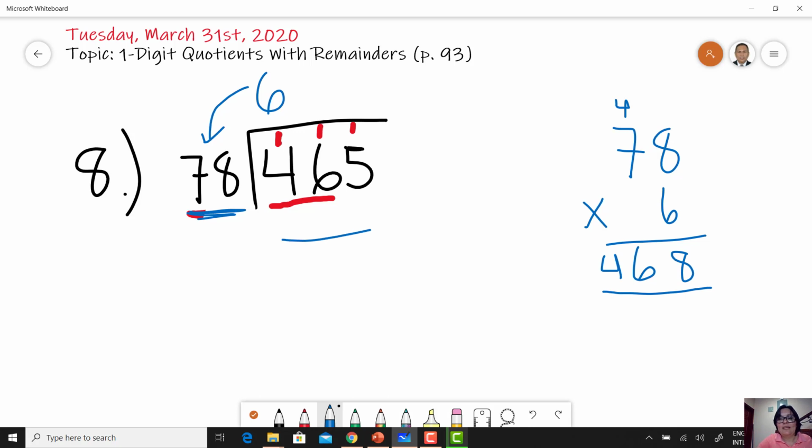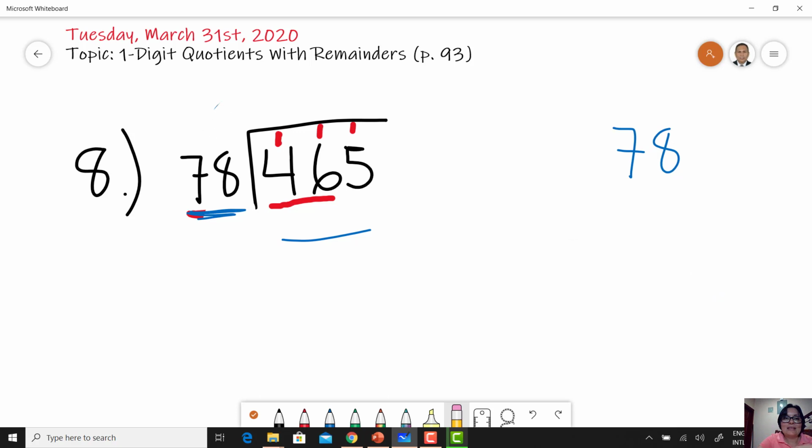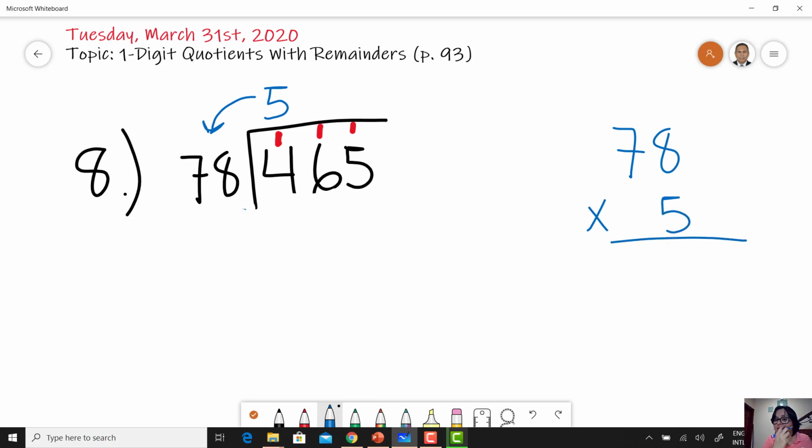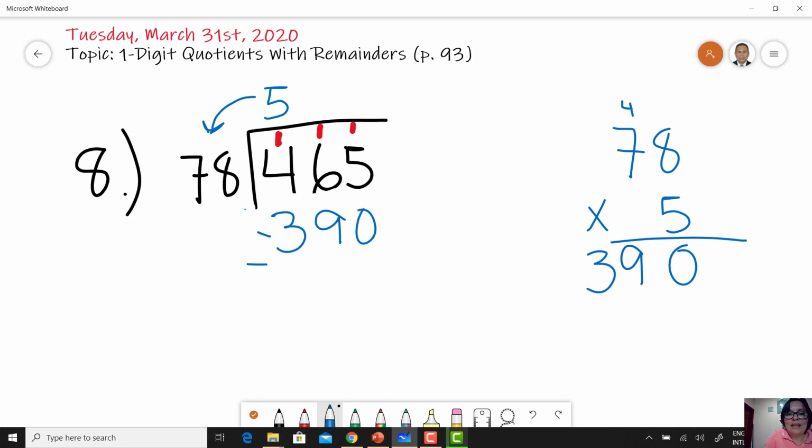Can we use 468 in here? No, right? Because 468 is greater than 465. So that means that we have to use another number in here less than 6, because the result is greater. So let's try with number 5. And then we have to multiply 5 times 78. 5 times 8, 40, excellent. 5 times 7, 35. Plus 4, 39. So now we have 390. And then we subtract.